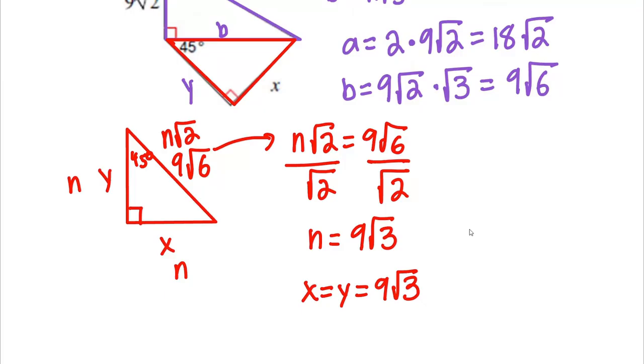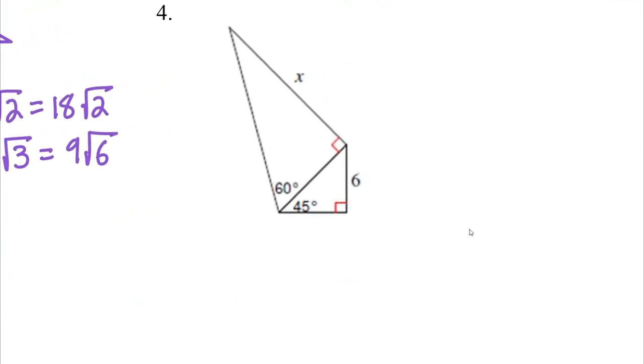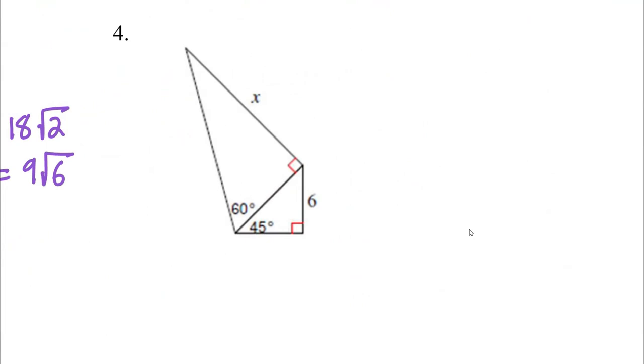Questions on that? Okay. Which triangle do we need to start with here, the top one or the bottom one? The bottom one. The reason we need to start there is because we have a side length given to us there. We have this 6. So we need to start with that one.